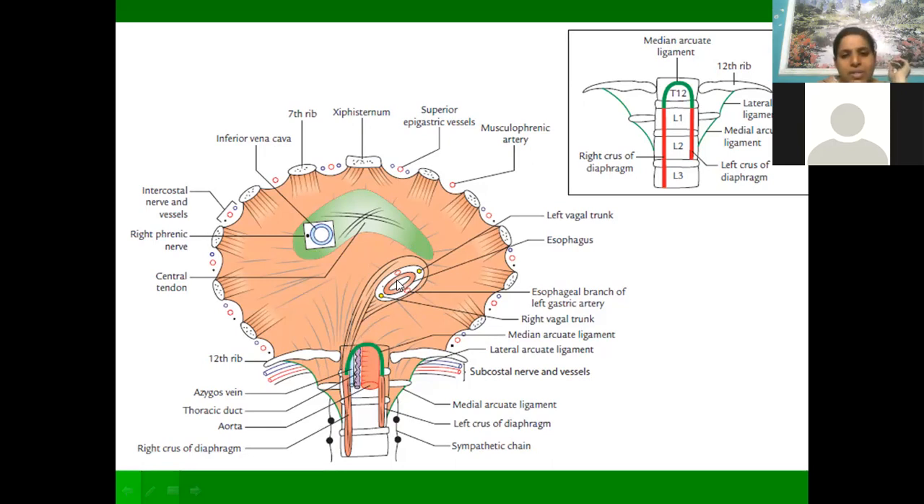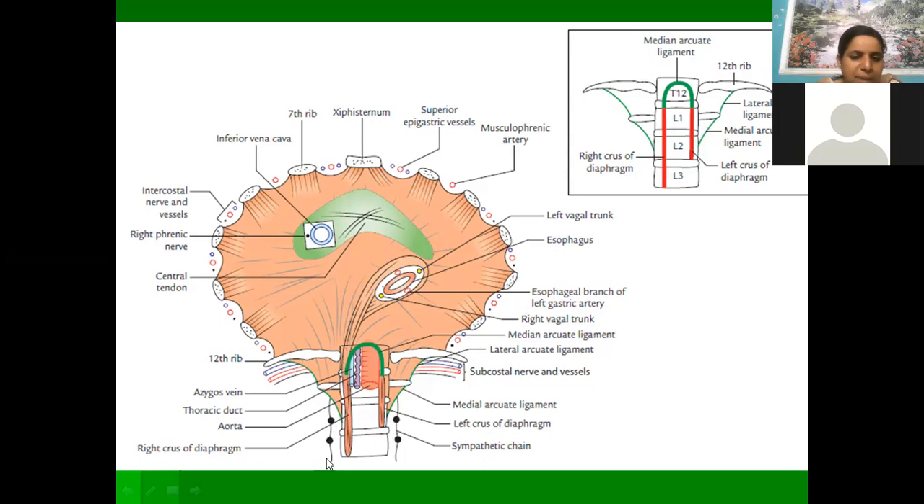The esophageal opening also carries the passage for the right and left vagus nerves, and we have the right and left gastric arteries, and the inferior vena cava opening gives passage to the right phrenic nerve. Is that clear? So draw this well-labeled diagram and write in your own words. Try to understand whatever I am telling. Screen record my lecture, listen to it carefully, and you can frame your own sentences and write also.